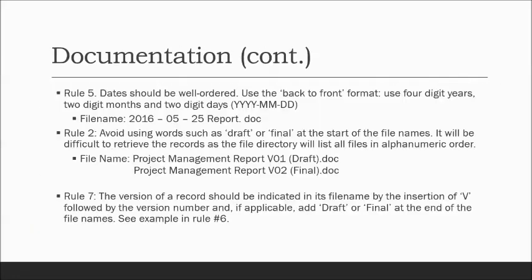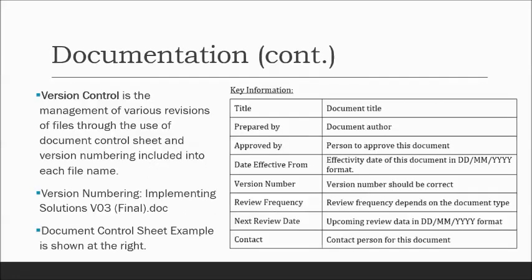Okay, so that's documentation. Okay, version control. Now, version control is the management of various revisions of files through the use of a document control sheet and version numbering included in each file name. Now, version numbering, example, implementing solution version 3 final.doc, okay? A document control sheet example is shown at the right.